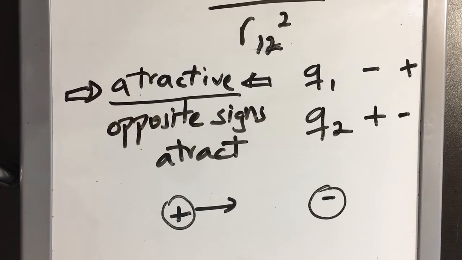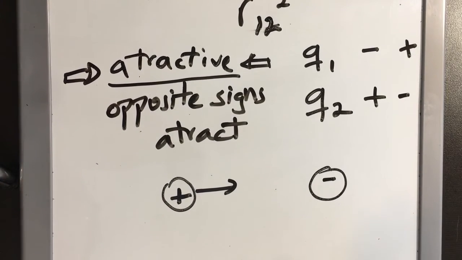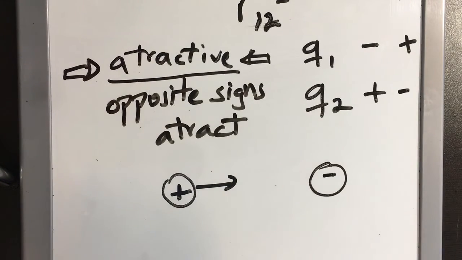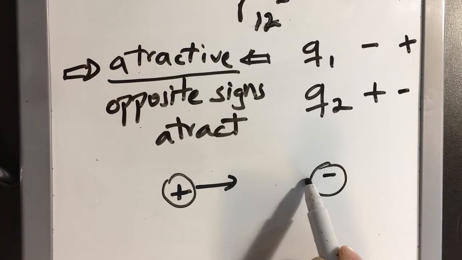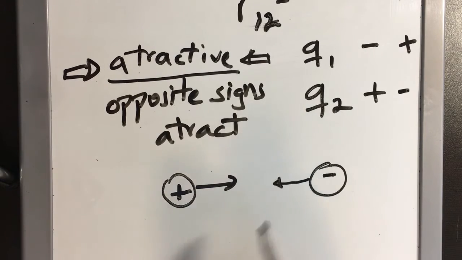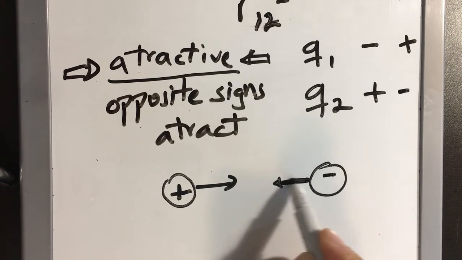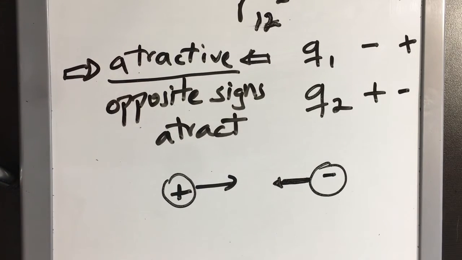A positive charge and a negative charge. If we focus on this positive charge, the force due to electrostatic interaction is going to be towards the negative charge. Also, if my object of interest is the negative charge, then the force due to electrostatic interaction is going to be towards my positive charge.